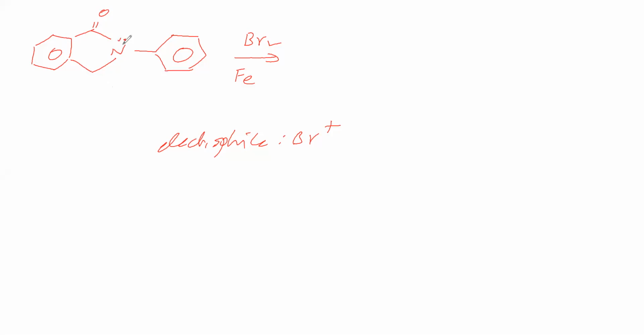Here nitrogen is having a lone pair. This nitrogen can show plus R effect. Therefore, it will activate this phenyl ring towards electrophilic substitution. Therefore, Br plus will attack this phenyl ring but not this phenyl ring.